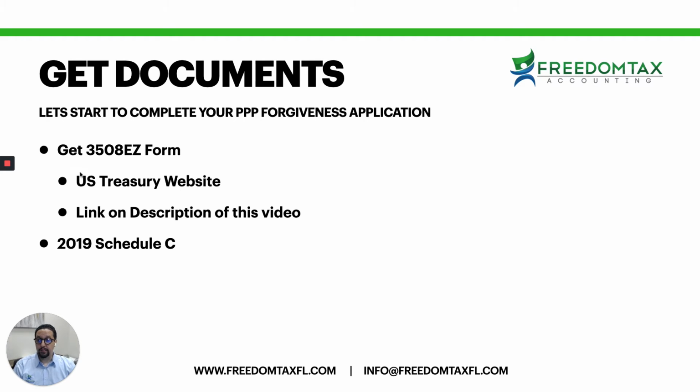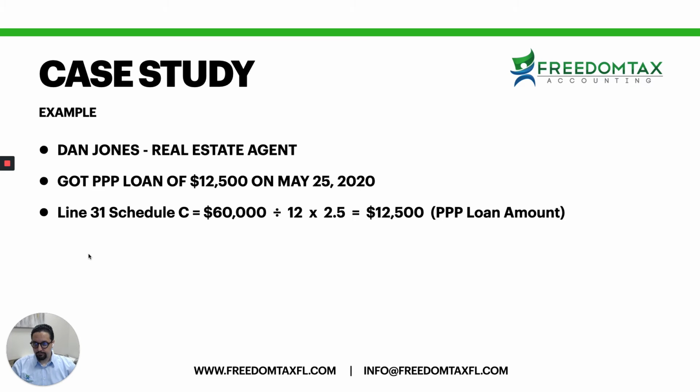Remember that you're going to need the 3508 EZ form. You get it from the US Treasury website, or we're going to provide a link in the description of this video. And you're also going to need your 2019 Schedule C. So for this example, this is our case study.